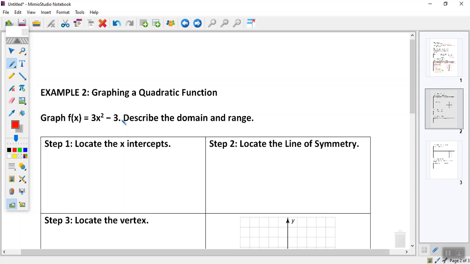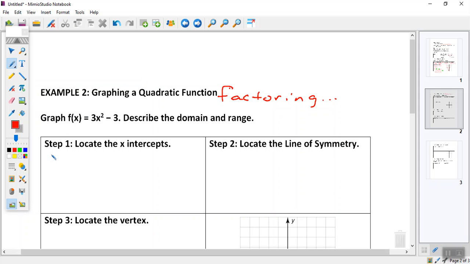Example 2. Sometimes to do this, kids, you may have to do what's known as factoring a little bit. We've talked about factoring before, right? You guys are good at factoring. Take a look at this function right here: f of x equals 3x squared minus 3. Is there something I could take out of 3x squared and minus 3? What value could I factor out of those? I can take a 3 out of both, right?